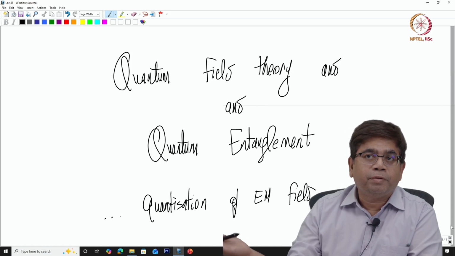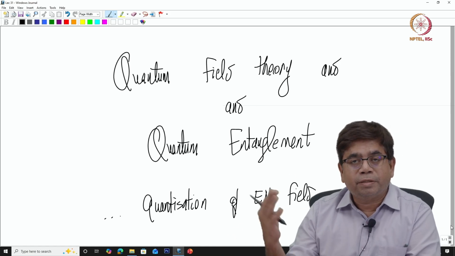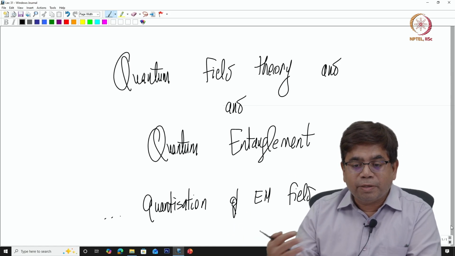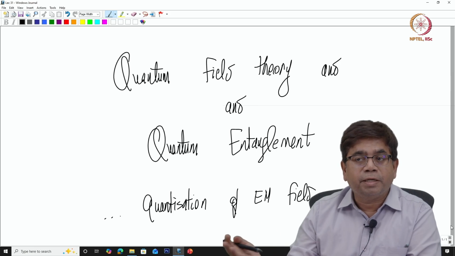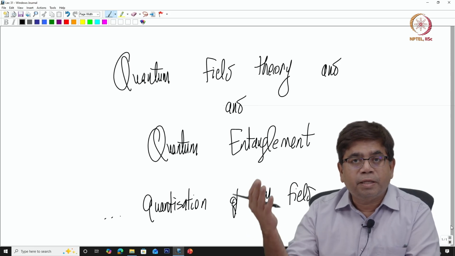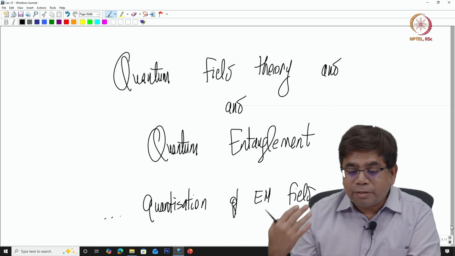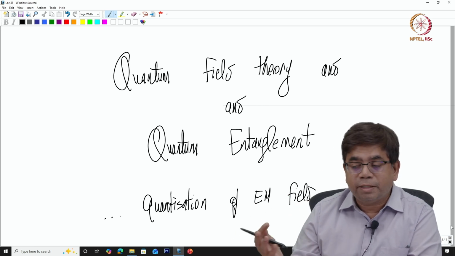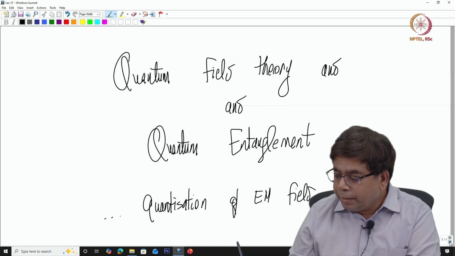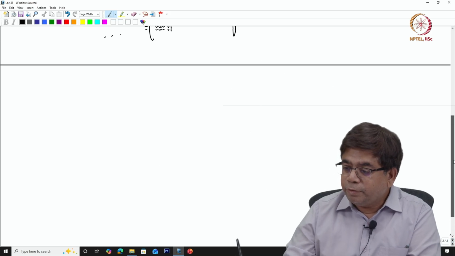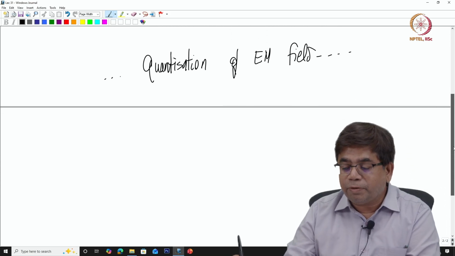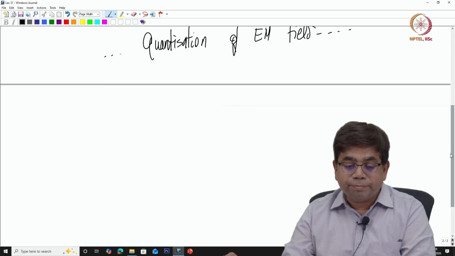Initially we could have started with the electromagnetic field, but there are several subtleties, as we are seeing. So, we started with the scalar field, then we moved to the fermionic field, which has its own subtleties, and the last one is the electromagnetic field, which has its own subtleties. Historically, the electromagnetic field was one of the first ones to be quantized.